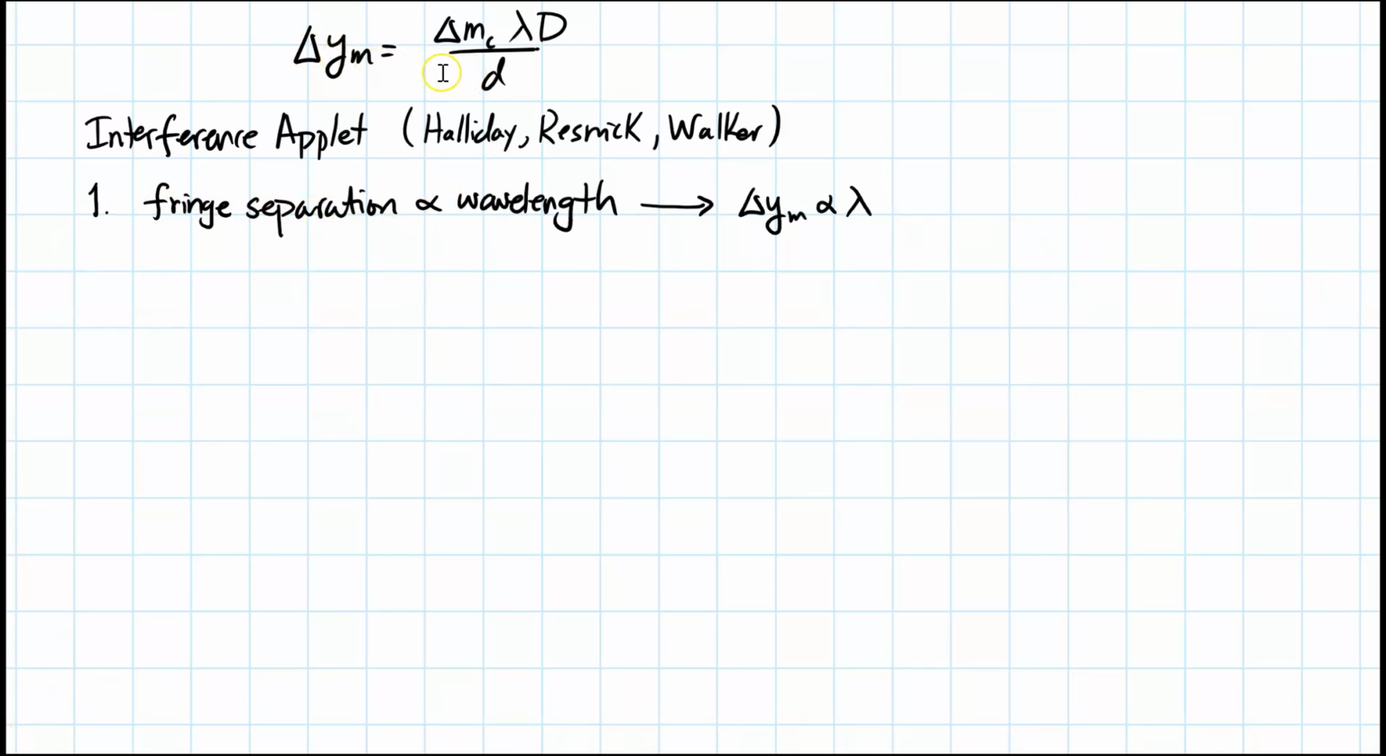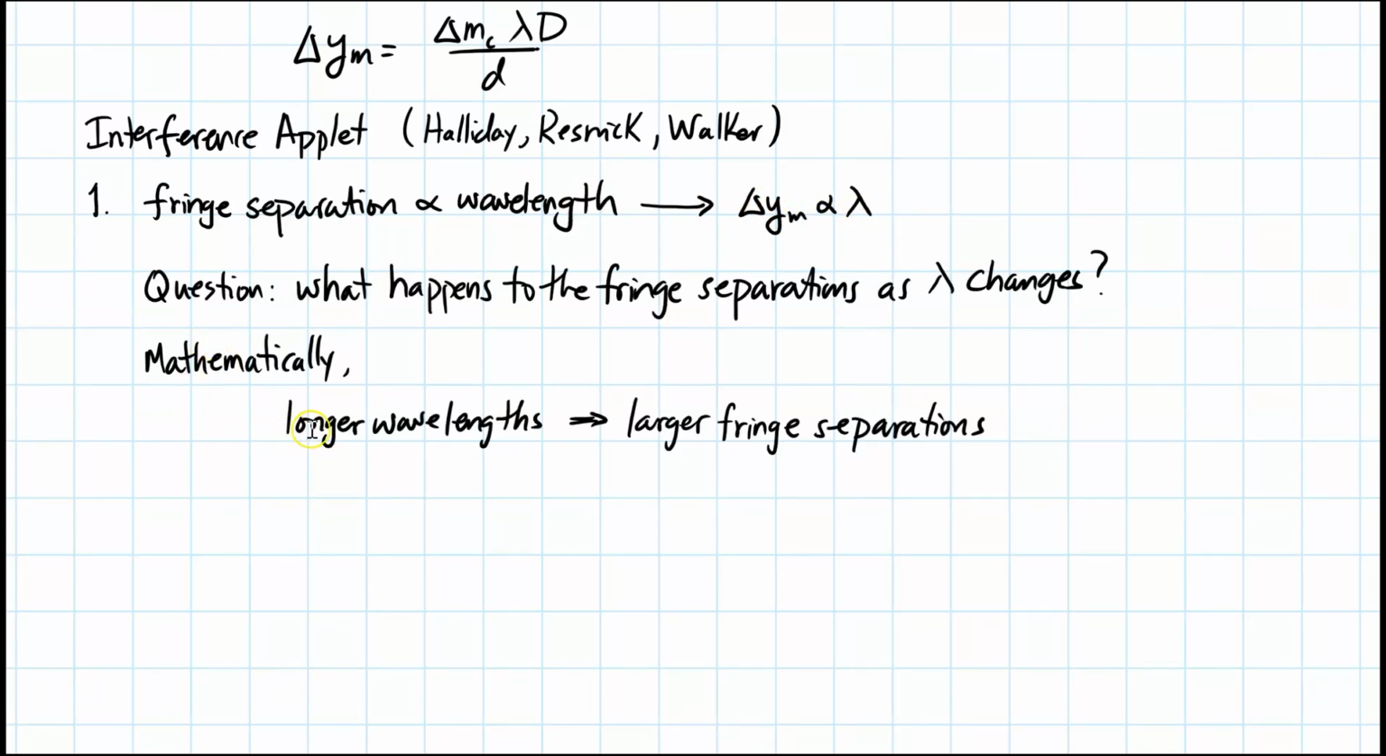By looking at this equation, I see that the fringe separation is proportional to the wavelength. In other words, delta y of m is proportional to lambda. Mathematically, we see that if we have longer wavelengths, I should have larger fringe separations. If I have shorter wavelengths, I should have smaller fringe separations.